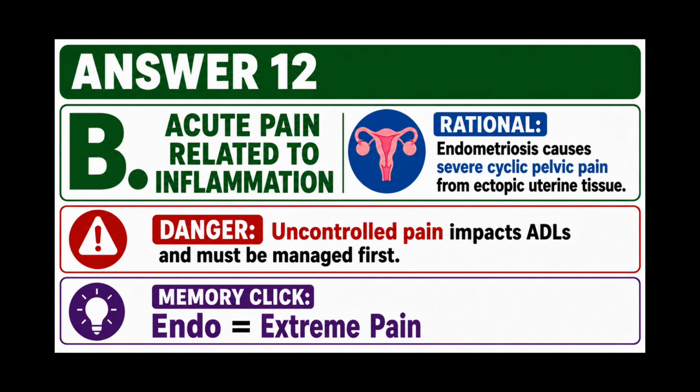Answer is B. Acute pain related to inflammation. Rationale: endometriosis causes severe cyclic pelvic pain from ectopic uterine tissue. Danger: uncontrolled pain impacts activities of daily living and must be managed first. Memory click: endo equals extreme pain.